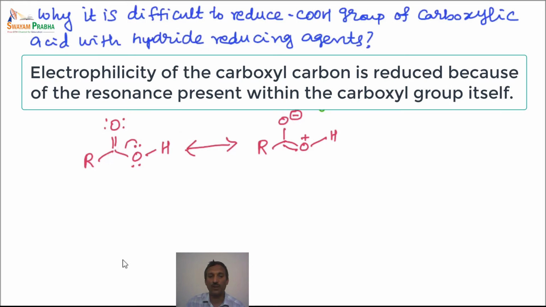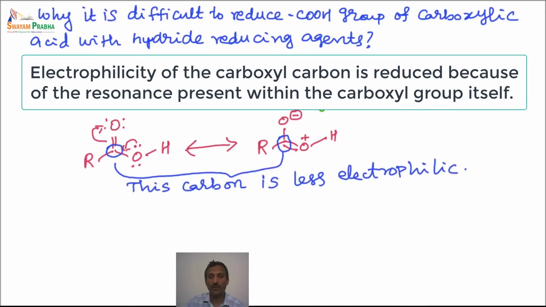So in the first structure, we have the carbonyl carbon with a double bond here, and in the second structure, the resonance structure, again the carbonyl carbon still has the double bond. So that means the electrophilicity of this carbonyl carbon is not reduced, it remains the same in the carboxylic acids. So this carbon, which actually undergoes hydride reduction, is less electrophilic in the case of carboxylic acid.